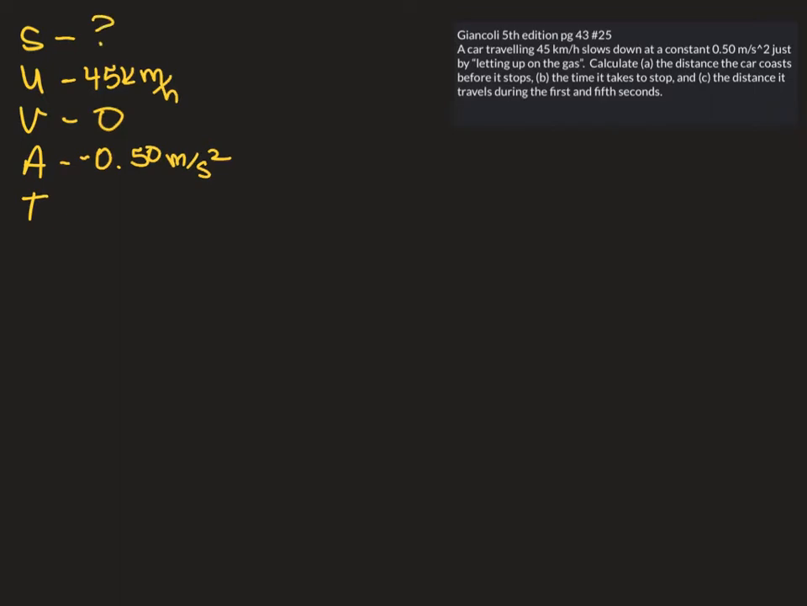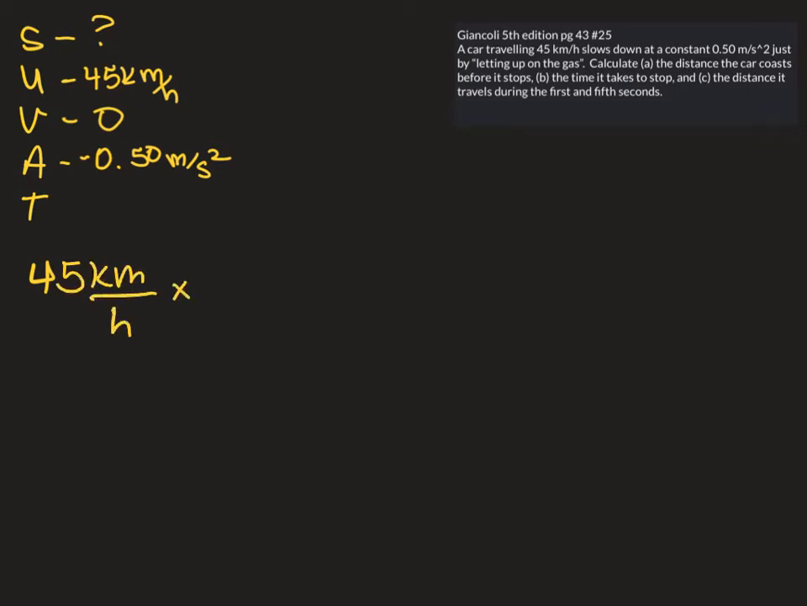Now, before I go much farther, I need to look at those units. My initial speed is in kilometers per hour, but my acceleration is in meters per second squared. I'm not told what units to put the final answer in, so I have a choice. And it's a lot easier to change that speed into meters per second than it is the acceleration into kilometers per hour squared. So let's start by writing 45 kilometers per hour, and I'm going to write the units like fractions.